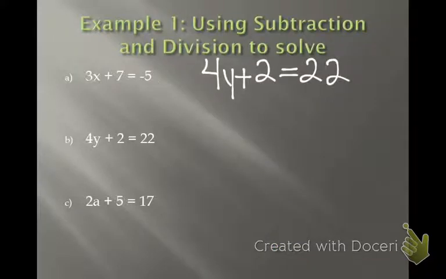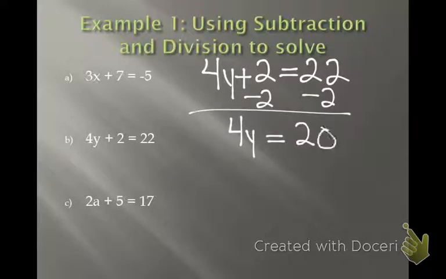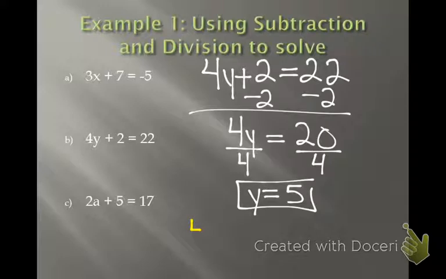So now we have 4y plus 2 equals 22. What did you do first? Subtract 2 from both sides. Move what's not connected to the variable. Did you write 4y equals 20? So then what did you do? Divide both sides by 4. Y equals 5. Who got 5?